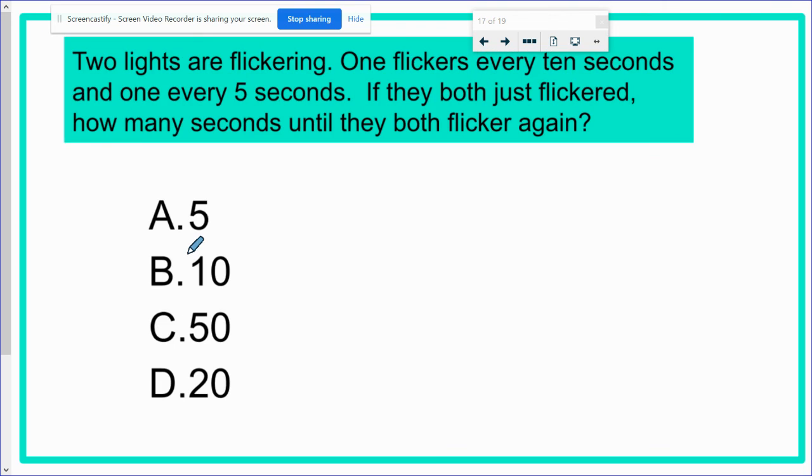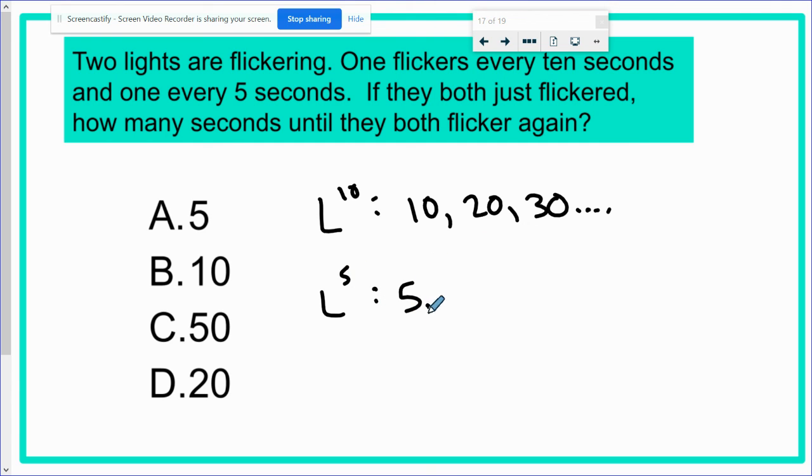All right, last one. Two lights are flickering. One flickers every 10 seconds and one flickers every 5. If they both just flickered, how many seconds until they both flicker again? Decide your answer now. All right, so let's do this out. So we have the light, which is every 10: 10, 20, 30, and keep going. But I'm also going to stop because there are two lights. So this is light 1, and then the next light is every 5. So 5, 10. So they share a 10. So this would have been every 10 seconds.